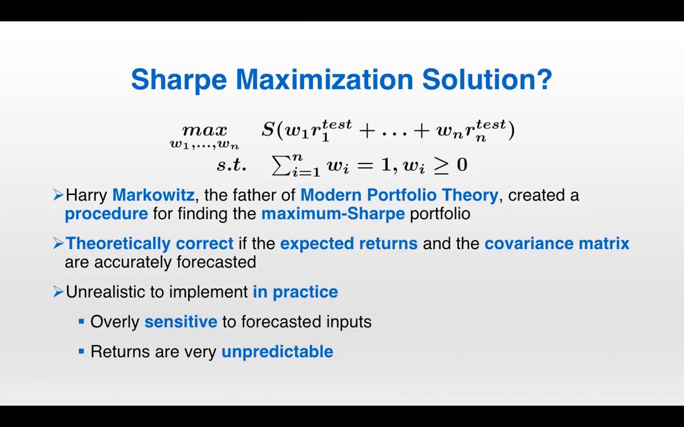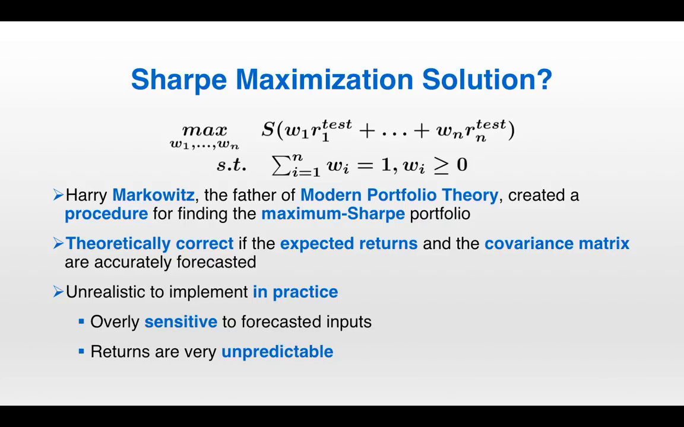Alright, so now that we've determined which parameter sets to keep and which parameter sets to throw away, let's get back to the optimization problem. So is there a Sharpe maximization solution? And theoretically, the answer is yes. Harry Markowitz, the father of modern portfolio theory, created a procedure for finding this maximum Sharpe portfolio. And Markowitz did go on to win a Nobel Prize for his efforts here.